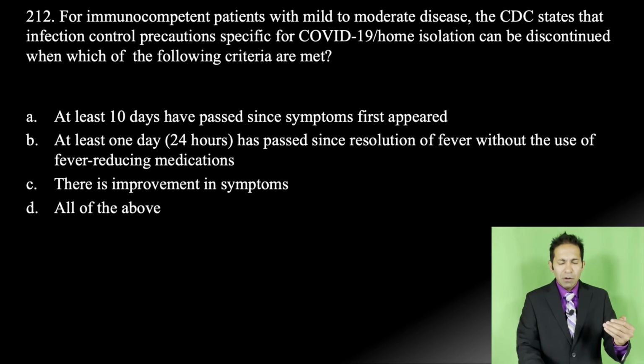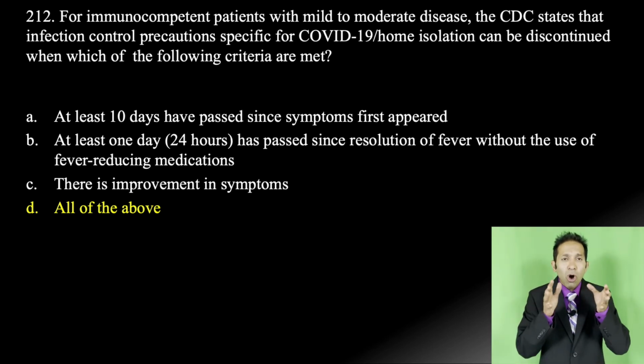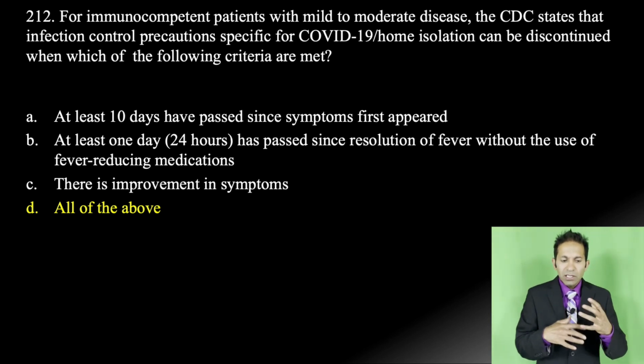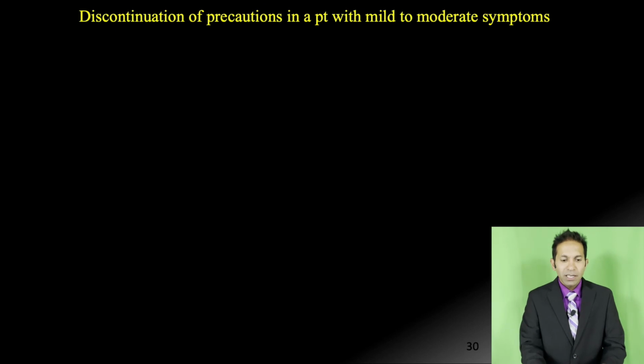Option D, all of the above. So here the right answer is all of the above. So if a patient is immunocompetent and has a mild to moderate infection, and they meet these criteria, you can discontinue infection control precautions. So let's talk about this question. Let's go to the next slide.